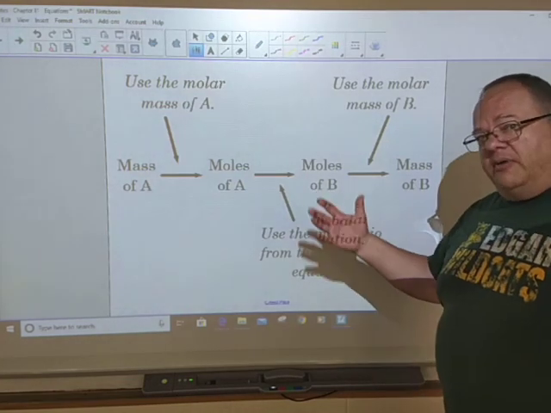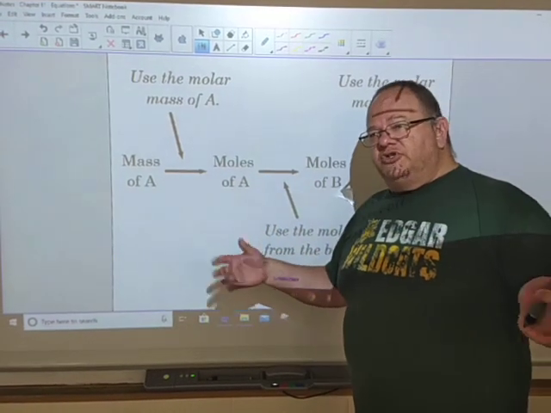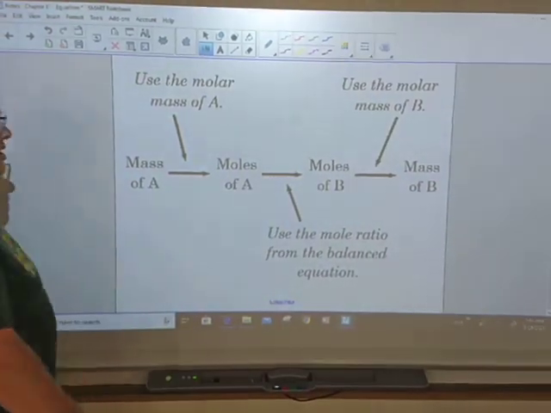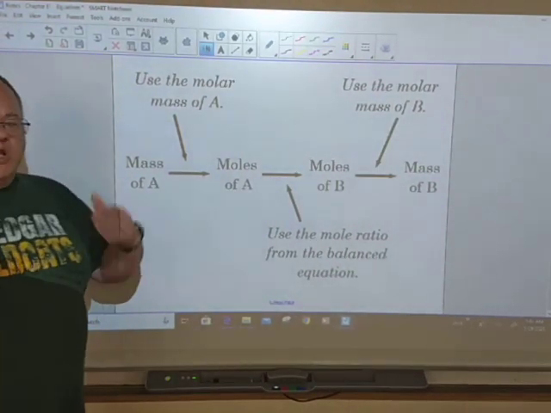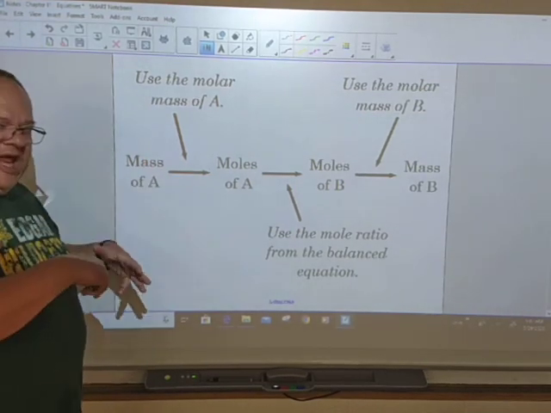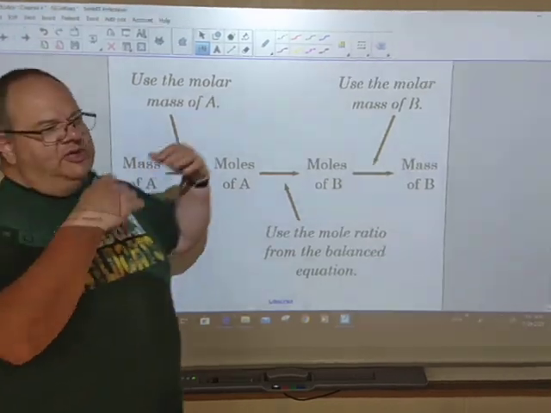Here's a breakdown. Remember, I've been trying to show you conversions with maps. Well, here's kind of the map of the process. In a mole, or in a stoichiometry problem, we have some substance A, and then we're trying to calculate something about substance B.